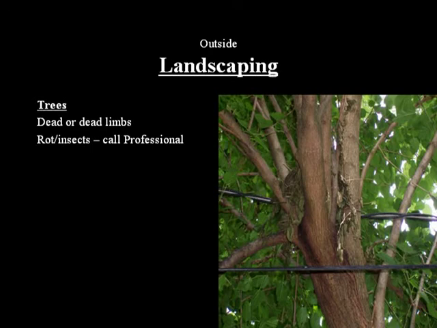A good rule of thumb to use is that if any of the limbs have their bark missing or peeled off, assume the branch is dead. Also, if there are any limbs overhanging or resting on the roof of your house, they should be pruned back, and this should be done by a specialist.